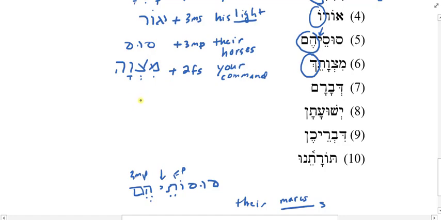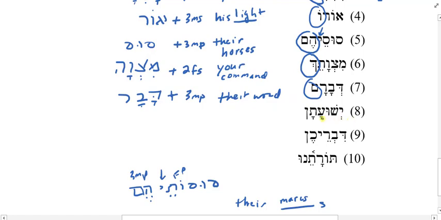Let's see. Devaram. Say that. Devaram. What's the lexical form? Davar. Good. And what am I adding to Davar here? Am. 3MP. That's the third masculine plural pronoun. Is this attached to a singular or a plural noun? Singular. Okay. Good. So who's Davar? Their word. One word. Right? So Devaram.